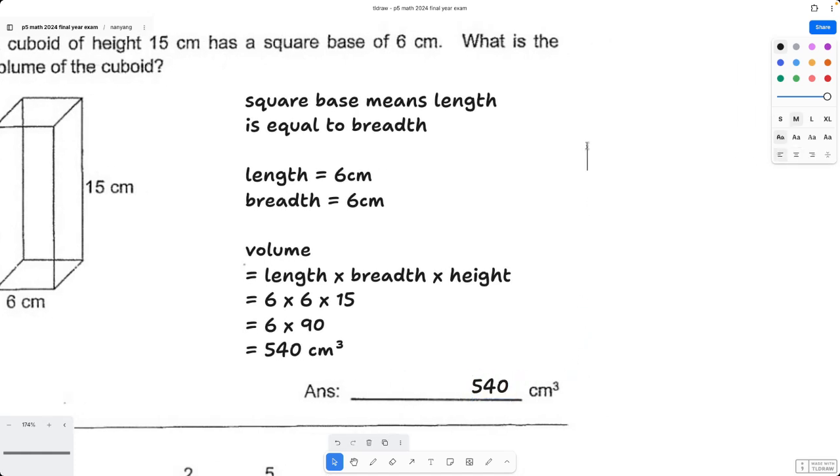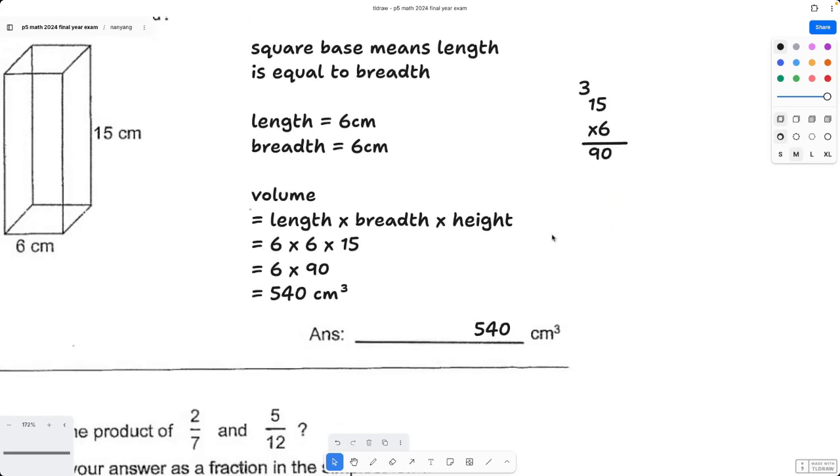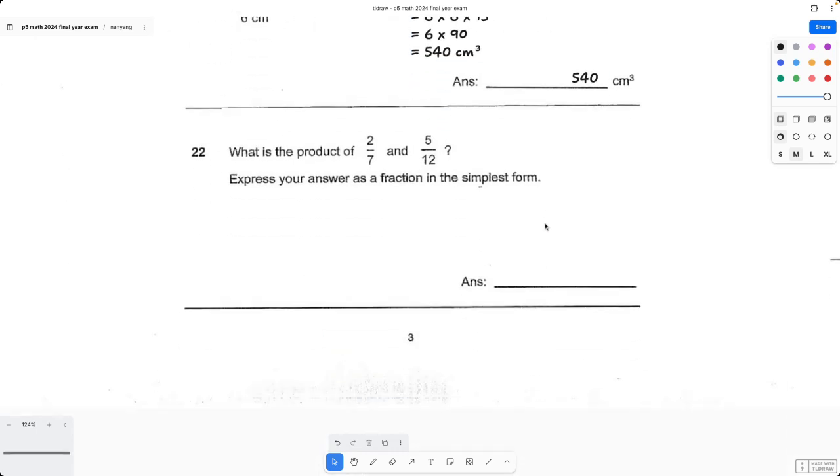If I were to double check, 15 times 6, this will be 0, and then 0, and then we have 3 over here. 1 times 6, 6. Okay, correct, 99. I'm going to put a line over here and then just remove it. Good. Let's move on to question 22.